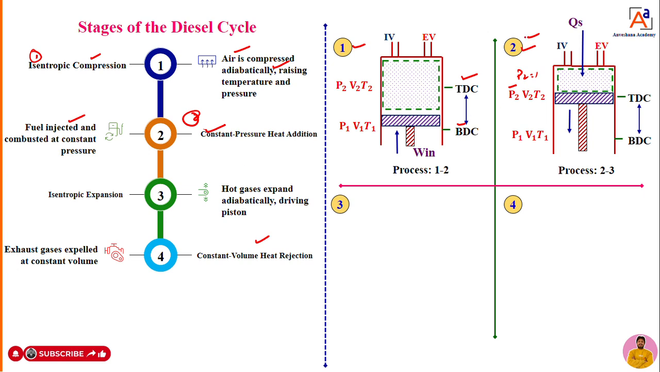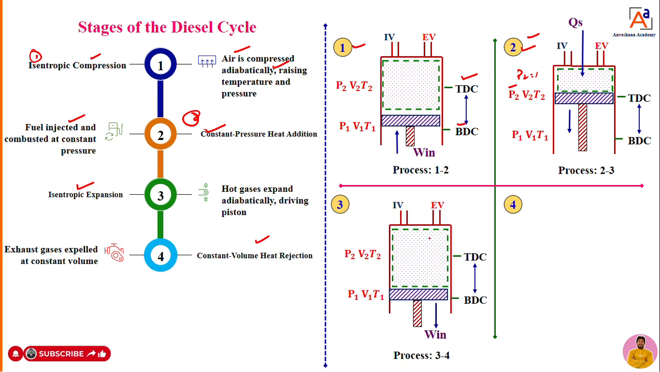Now the third process is isentropic expansion. In isentropic expansion, because of heat addition, the fuel burns and becomes hot gas. That hot gas is going to expand the piston adiabatically. The piston starts to move from TDC to BDC, hence the expansion takes place. In that expansion process there is no heat transfer at all, hence we call it an adiabatic expansion process. Again the pressure, temperature and volume vary from 3 to 4, which we can see in the PV diagram.